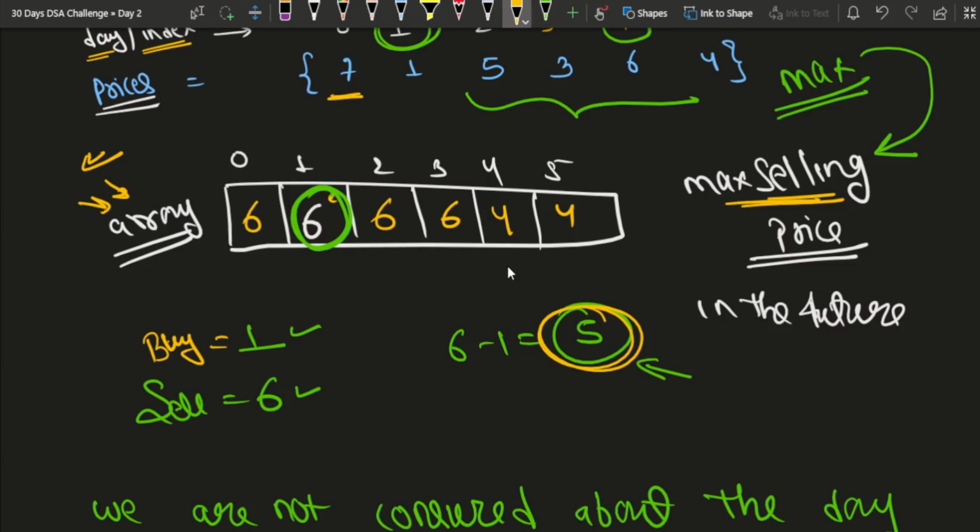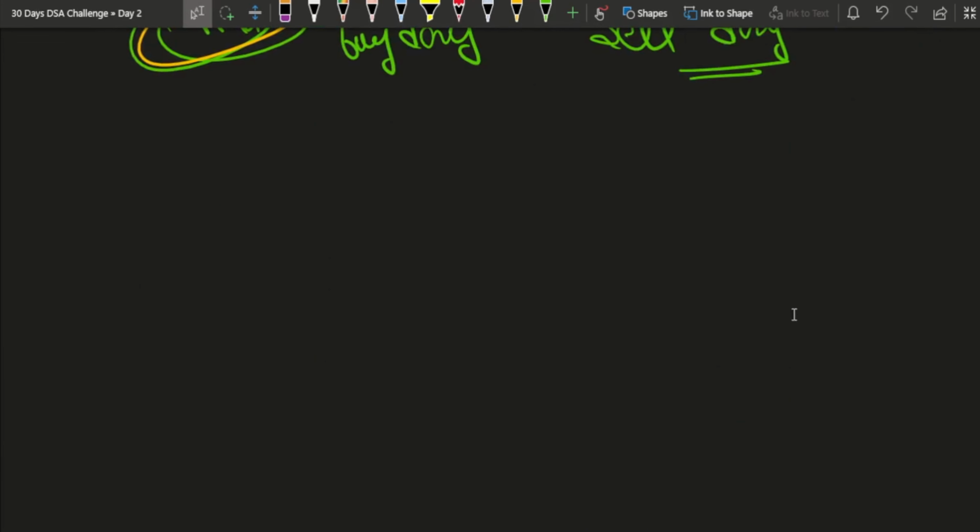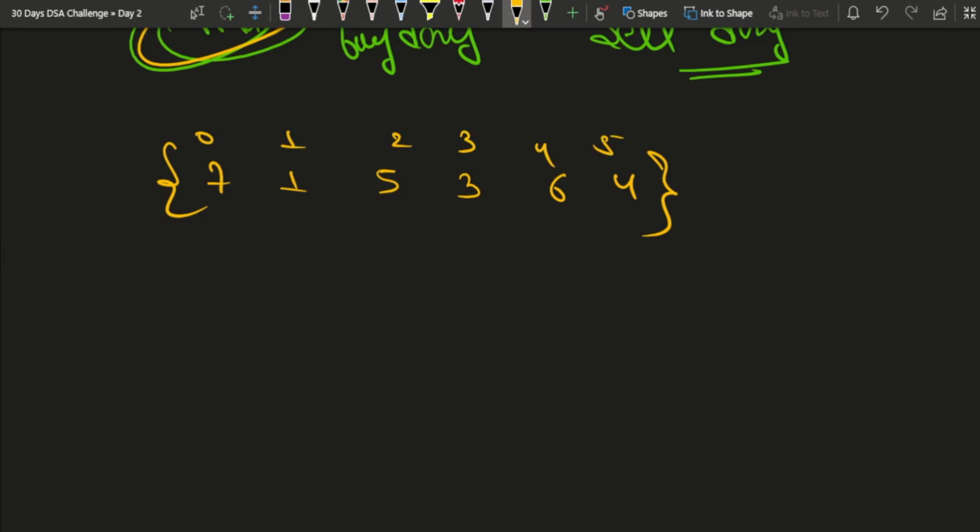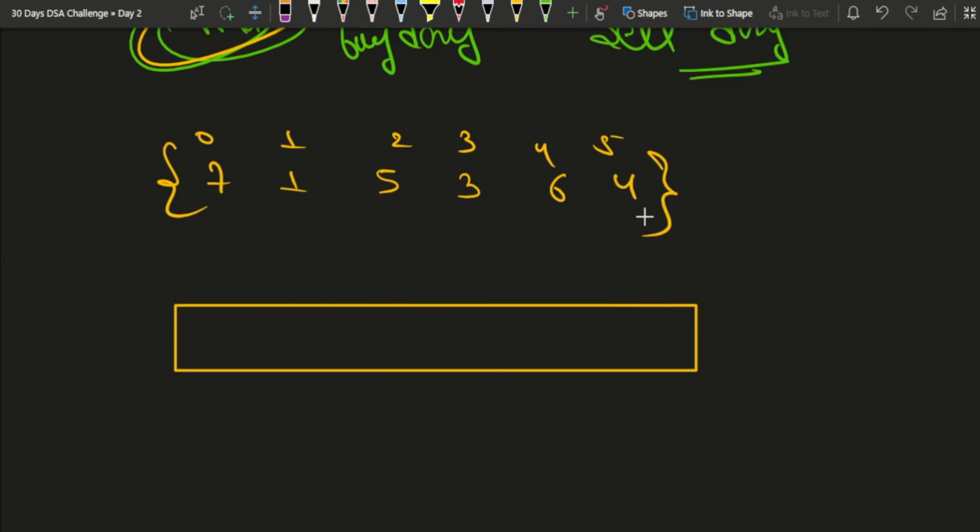Now let's focus on how we can make this array. Let's take the same input, which is 7 1 5 3 6 4. So we have 7 1 5 3 6 and 4, and the indexes are 0 1 2 3 4 and 5. Okay, so we want another array, so let me create another array of the same size, 0 1 2 3 4 5.